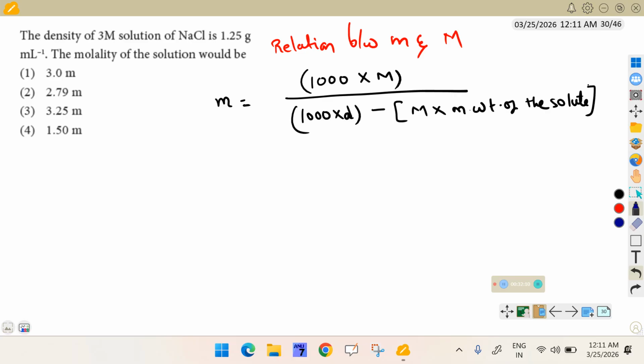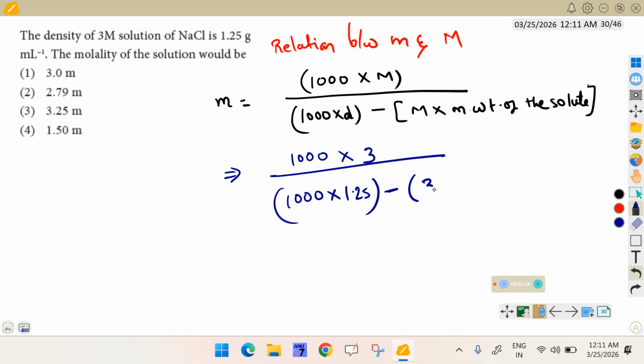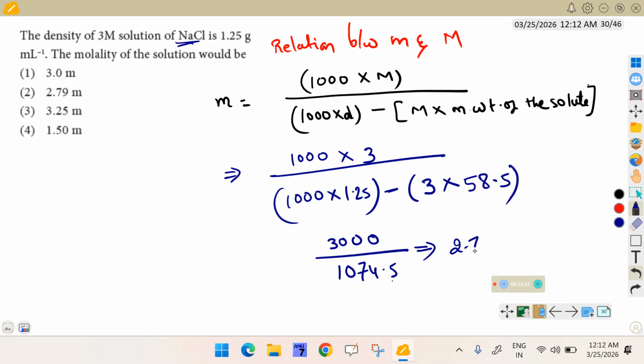Molarity is given, calculate the molality. The relation between molality and molarity is this. Now substitute: 1000 into M, 3 by 1000 into D, 1.25 minus 3 into the molecular weight of the solid. NaCl molecular weight is 23 plus 35.5, that is 58.5. Now simplify, then you will get 2.79.